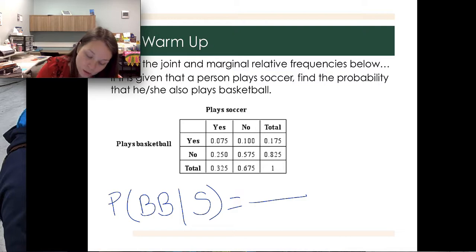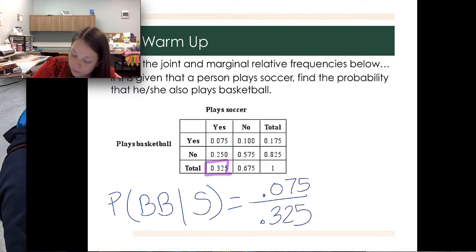Well, the total number of students that said yes to playing soccer is 0.325, so that's our denominator. The overlap of those that say yes to both is 0.075. In dividing those, I get an answer of 0.229.